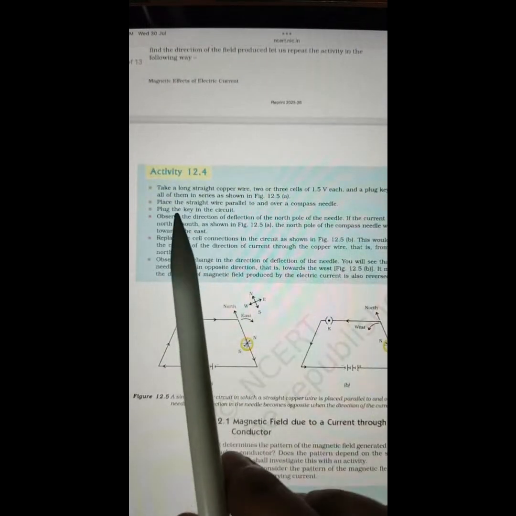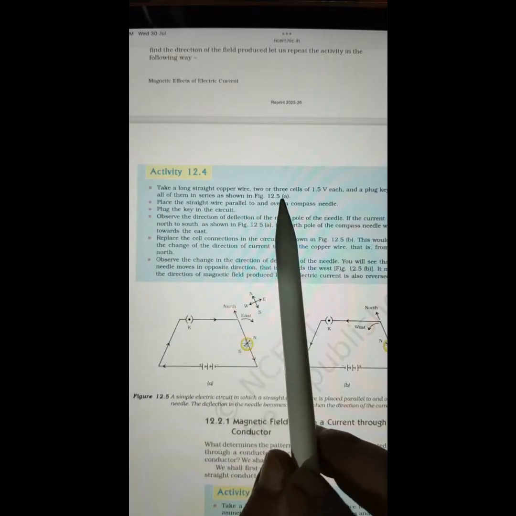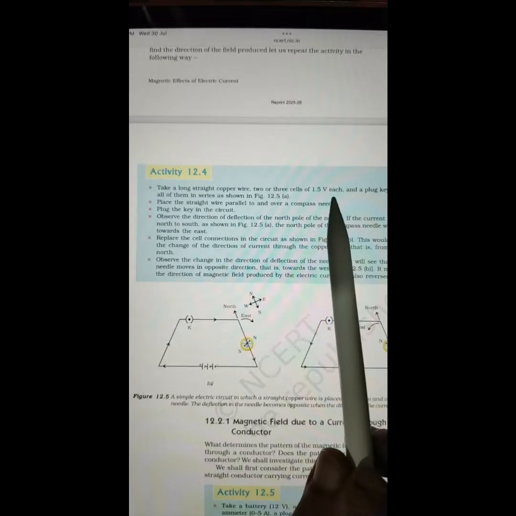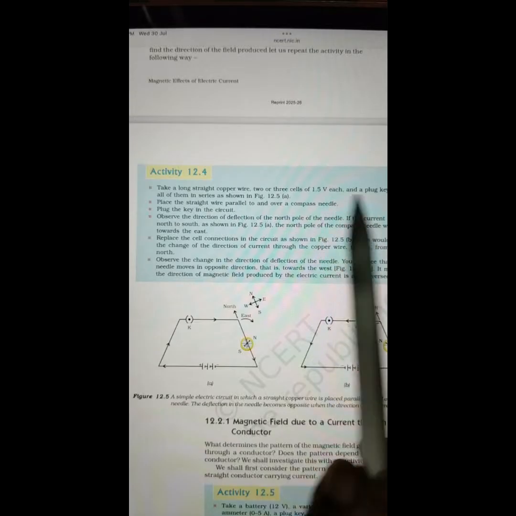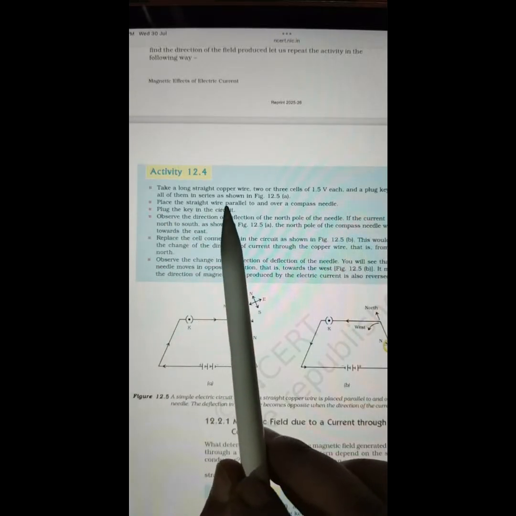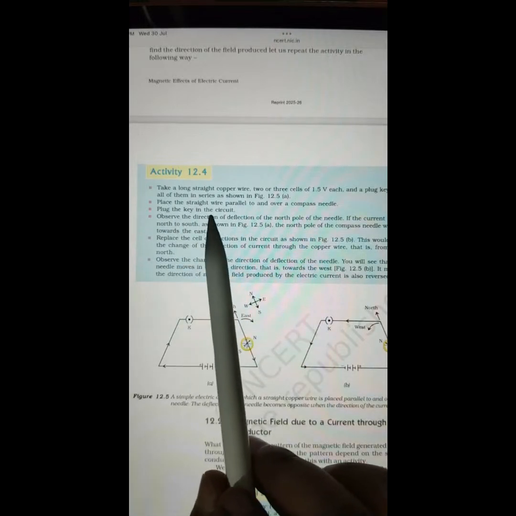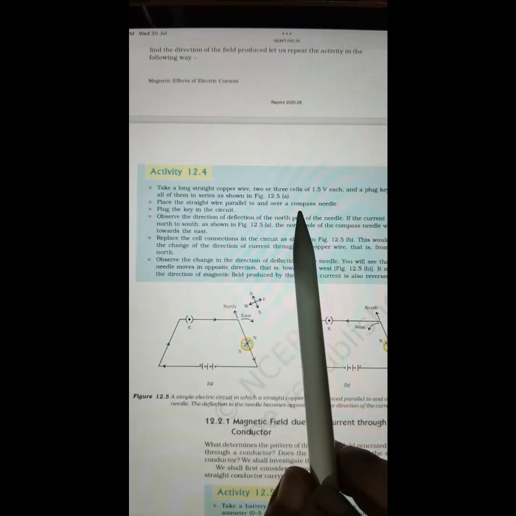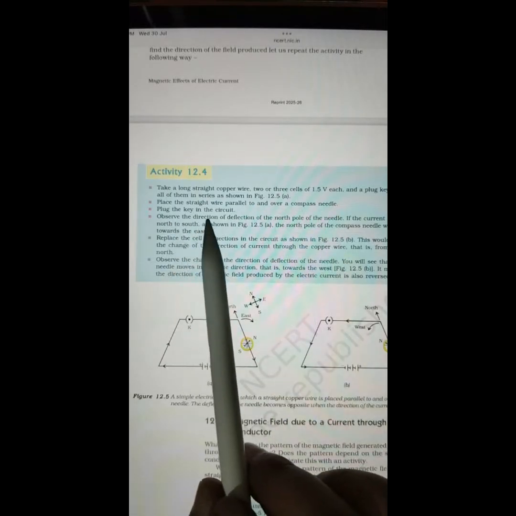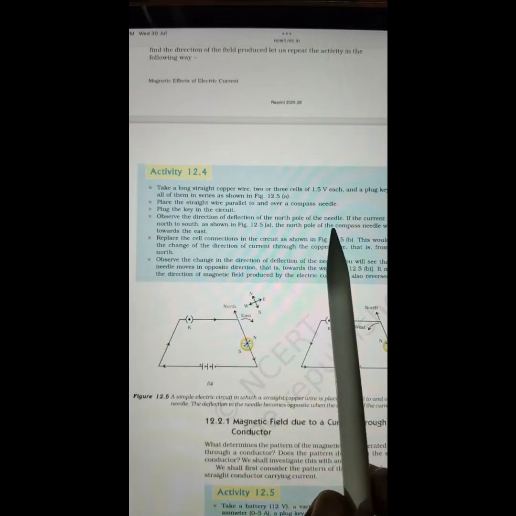Activity 12.4. Take a long straight copper wire, two or three cells of 1.5 volts each, and a plug key. Connect all of them in series as shown in figure 12.5a. Place the straight wire parallel to and over a compass needle. Plug the key in the circuit. Observe the direction of deflection of the north pole of the needle.